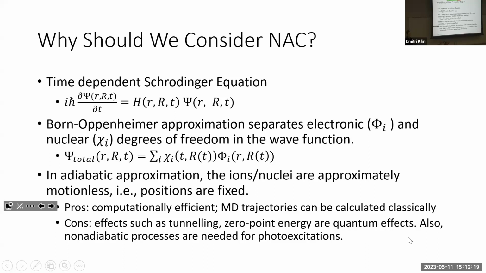The advantage of using this Born-Oppenheimer approximation is that it's computationally more efficient, it simplifies your equations, and also you can simulate molecular dynamics trajectories in a classical way. The disadvantage of doing molecular dynamics in this classical way is that there may be quantum effects you're not accounting for, like tunneling or zero-point energy. And we also like to consider non-adiabatic couplings for things like photoexcitations, because your ions will move around and we want to see how that affects your trajectories.